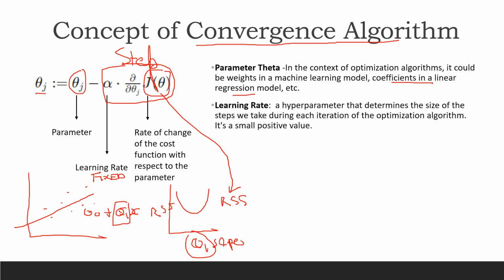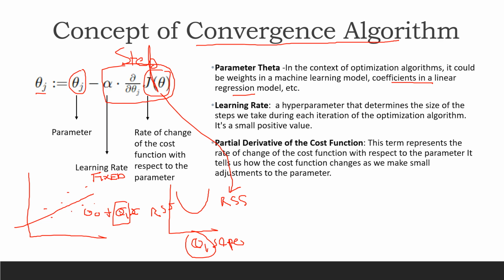Learning rate: alpha is a fixed parameter that we define, and we will see how this learning rate influences how this convergence algorithm works. The partial derivative of the cost function is the part we are talking about here. It represents the rate of change of the cost function with respect to the parameters, so the rate of change of RSS with respect to theta.